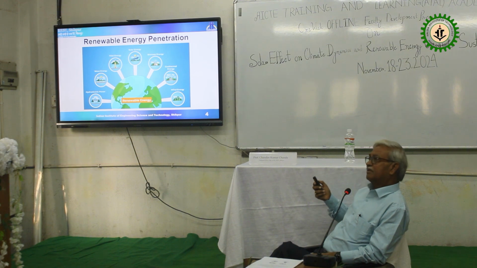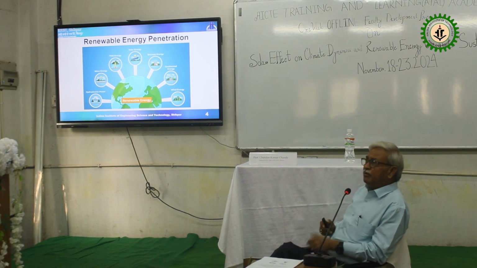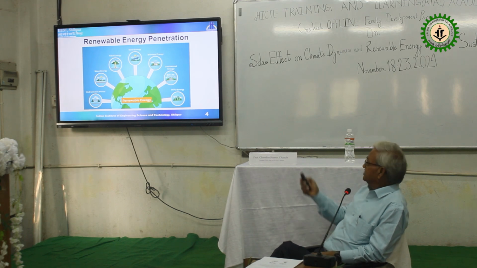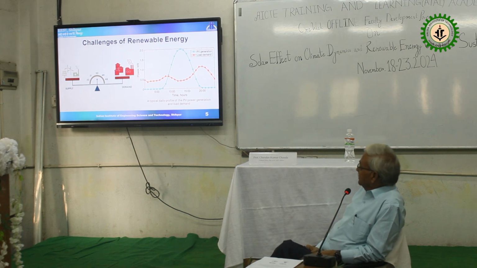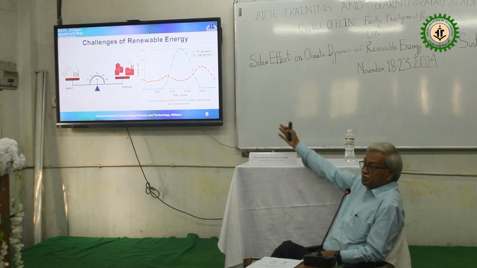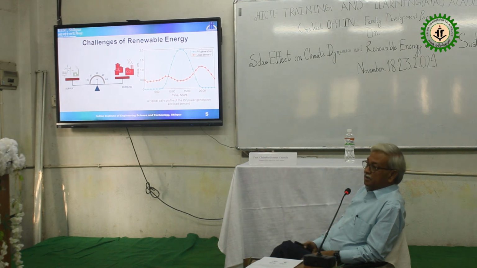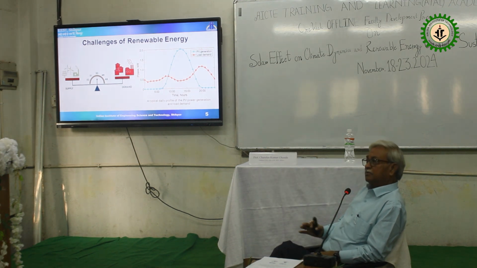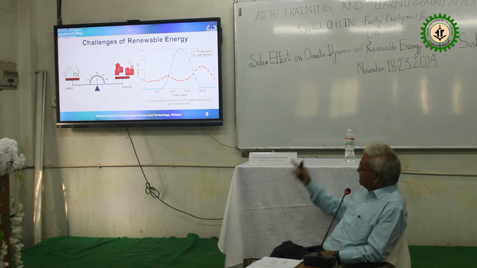So many of these energies are available with different inertia models. How to integrate them? So these are the challenges of renewable energy. This is the perfect balance. If the generation, supply and demand are perfectly matched, say 100 megawatt generation and 100 megawatt demand, then the frequency is 50 hertz.